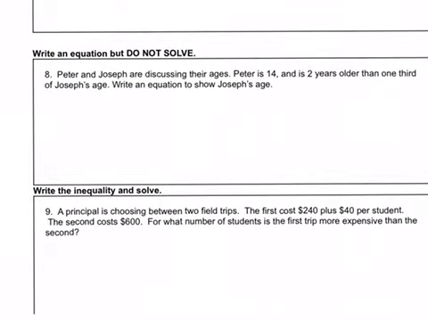Problem 8 asked me to write an equation but not solve, so I'm just writing an equation. We have Peter and Joseph who are discussing their ages. Peter is 14 and is 14 years older than 1/3 of Joseph. Write an equation to show Joseph's age.